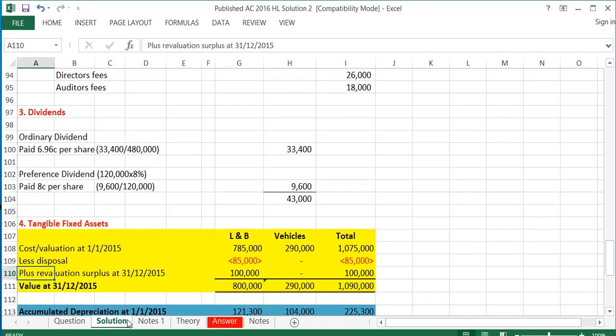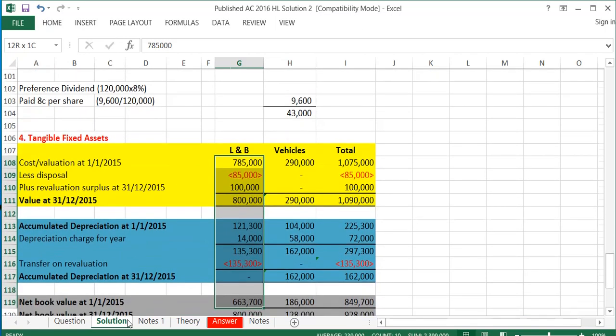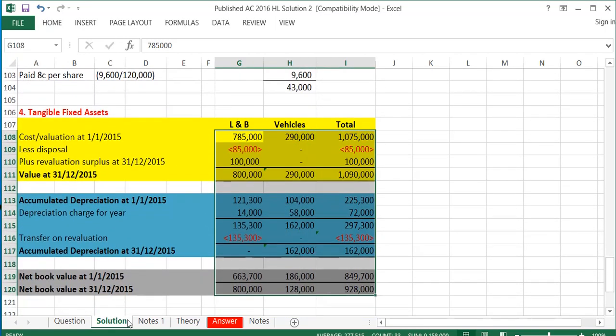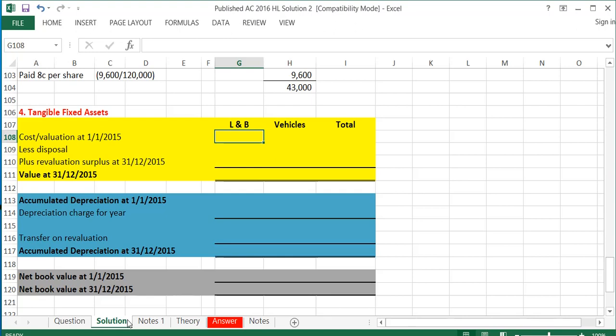Now the next note that we have to do is the tangible fixed assets. This is probably the hardest note that has to be done in the additional notes. We have a note done on tangible fixed assets already when we did our balance sheet. This is just a more detailed note. At the end of the year, we were told that they were revalued to 800,000. So the value at the end of the year was 800,000.